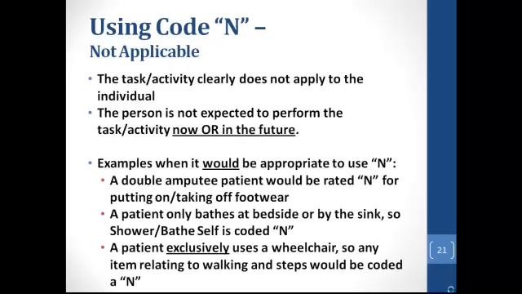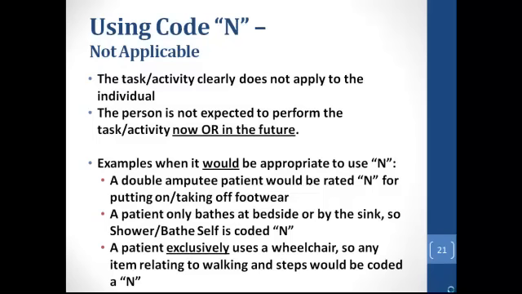How is the alpha score N used? You choose this when the task or activity is clearly not applicable to the individual. So in other words, the person is not expected to perform the task now or in the future. A few examples of when it would be appropriate to use the N score would be if you are evaluating a double amputee patient who is not a candidate for prosthesis, then he or she would be rated N for putting on and taking off footwear.